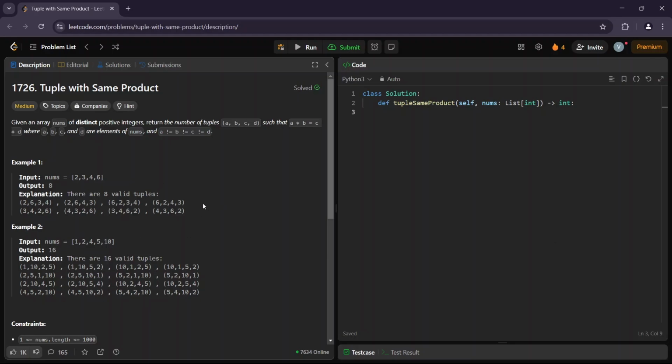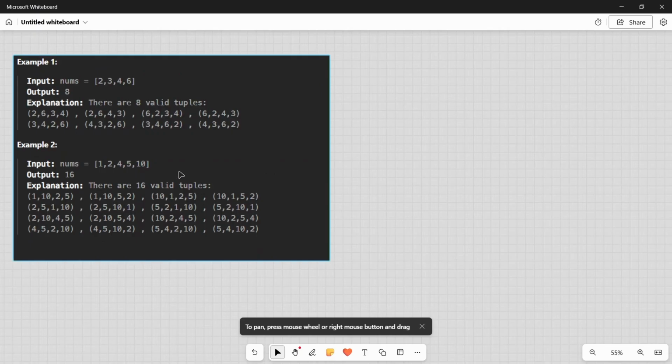Okay, let's take a look at the examples. So we are given these four inputs: 2, 3, 4, 6. If we take the numbers 2 and 6, the multiplication gives us 12, and the other two remaining numbers 3 and 4 also give us 12. So these are our four elements a, b, c, d, and we can return them. We have to return the various combinations possible of these numbers.